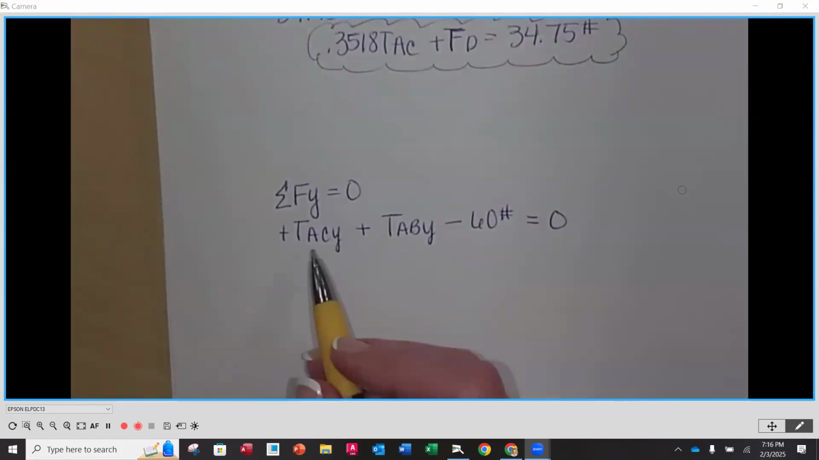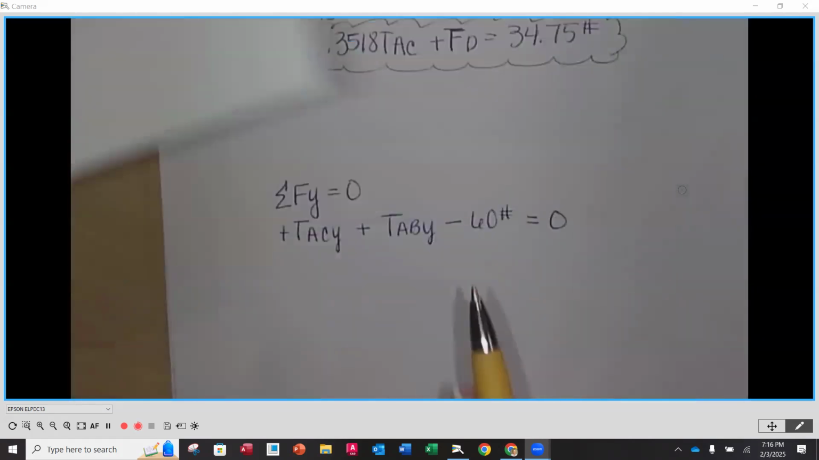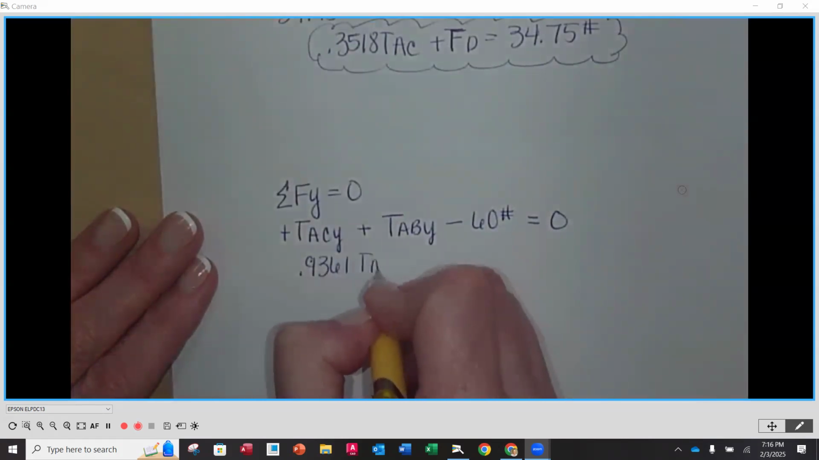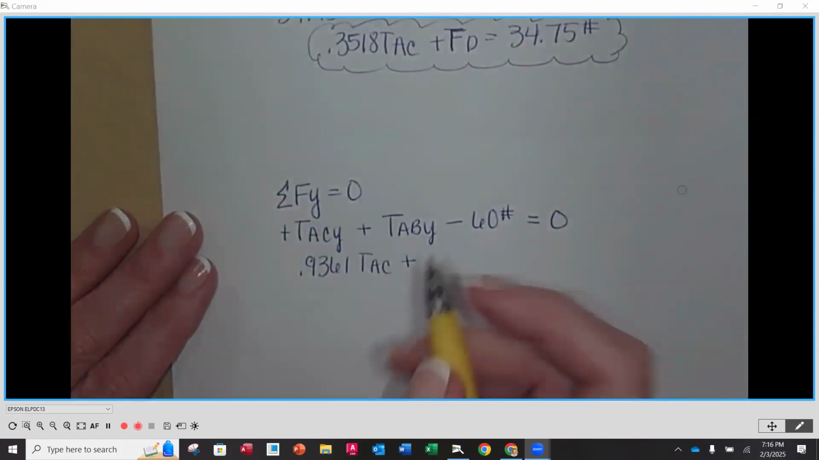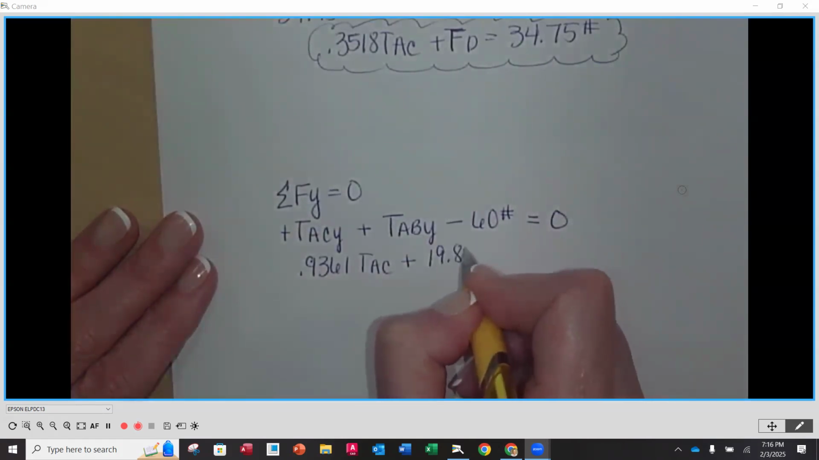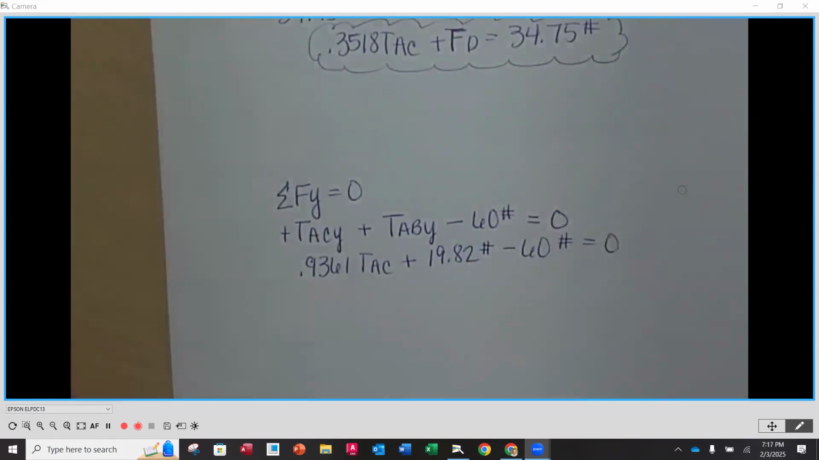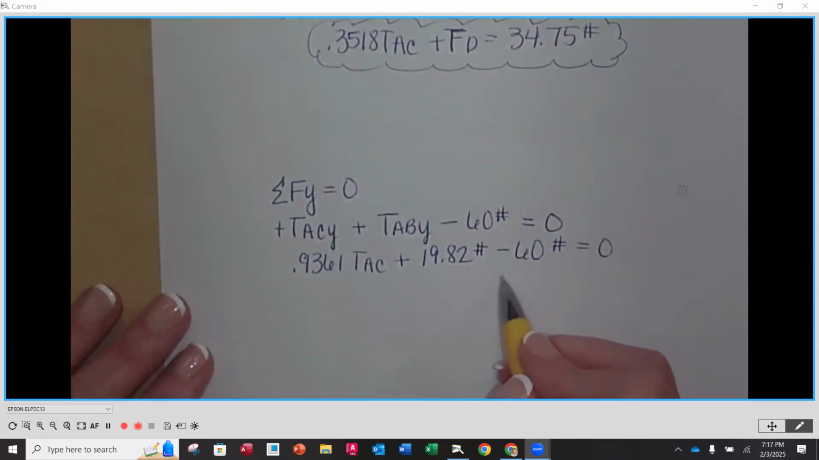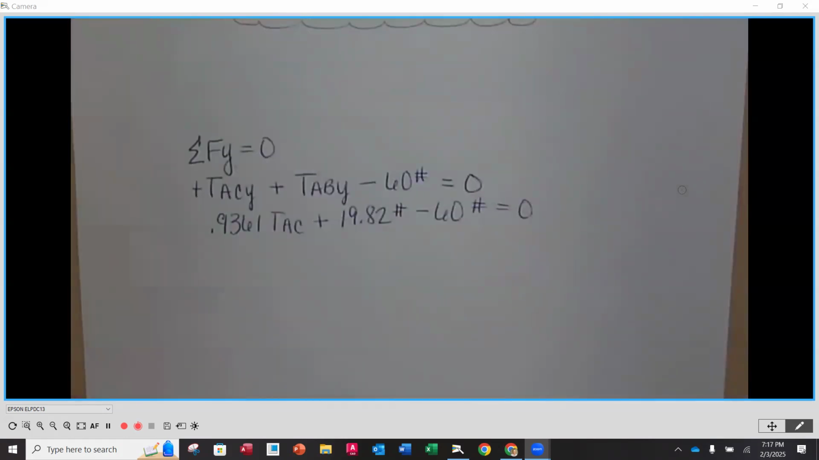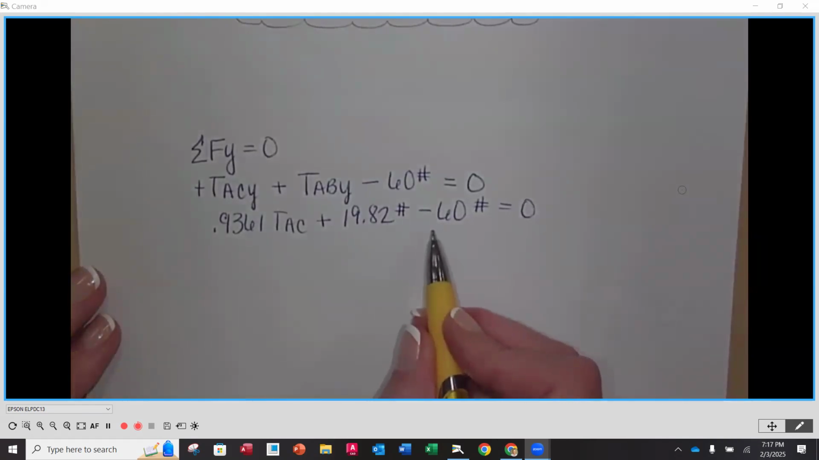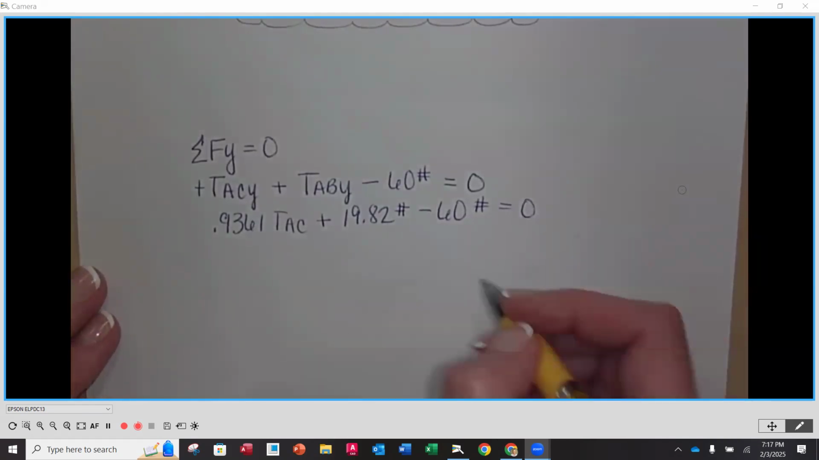All right, and then we'll substitute our values from the components that we got. So TACY was 0.9361 TAC plus 19.82 pounds minus 60 pounds is equal to 0. So it looks like I can combine these two here, right? So I've got 19.82, subtract 60. So this is negative 40.18.